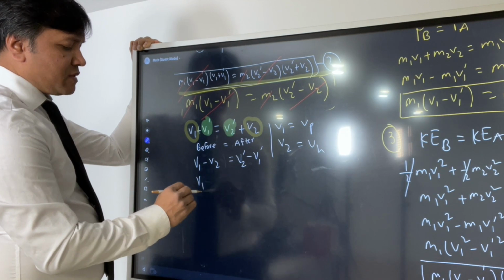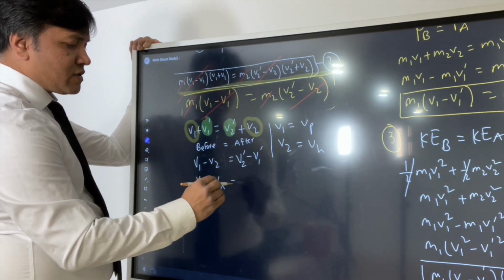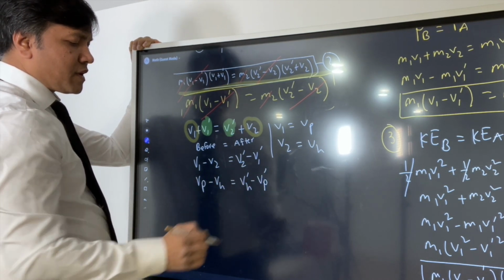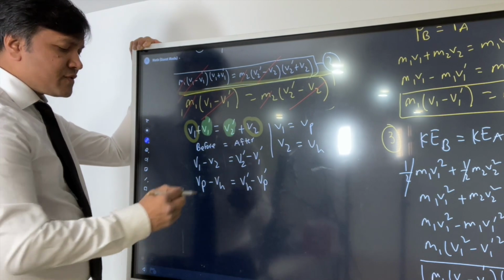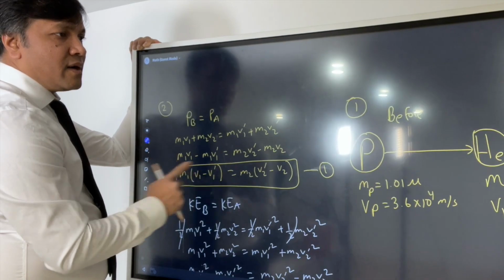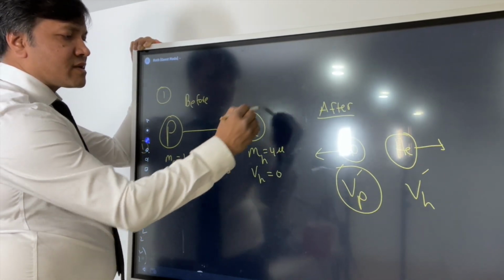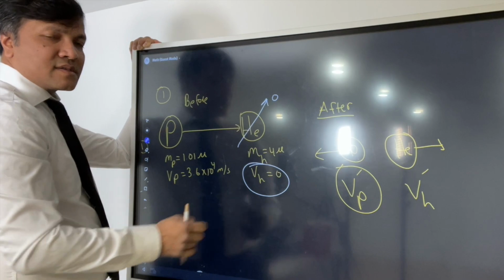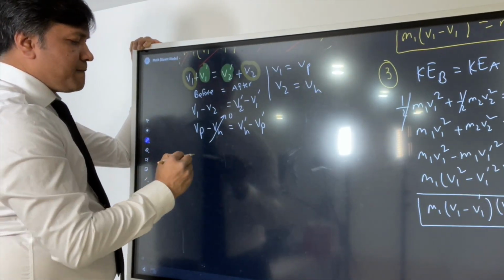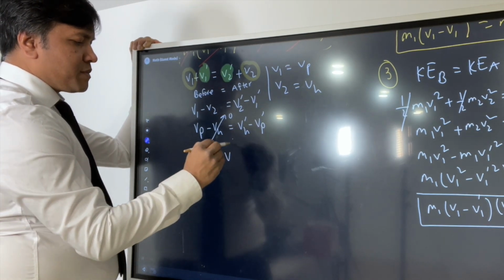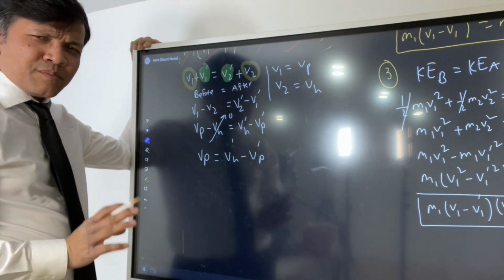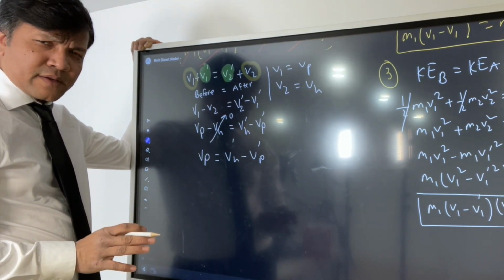So V1 means VP minus VH is equal to VH prime minus VP prime. Okay, good. Now you see this one goes to 0. Why does this one go to 0? Because the helium is at rest. Good. So that means VP is equal to V prime H minus V prime P. Now this is the most important equation so far.